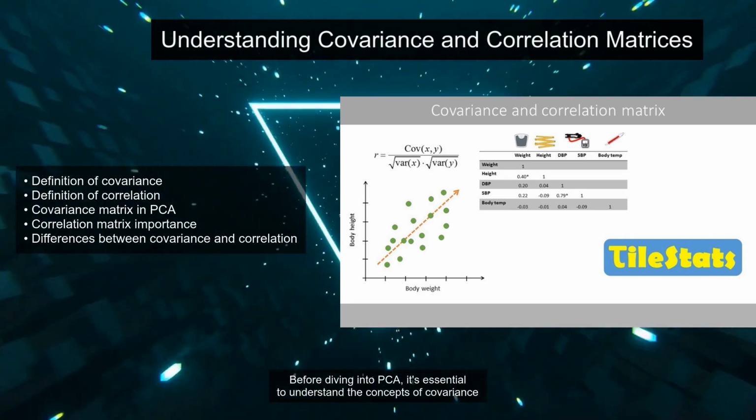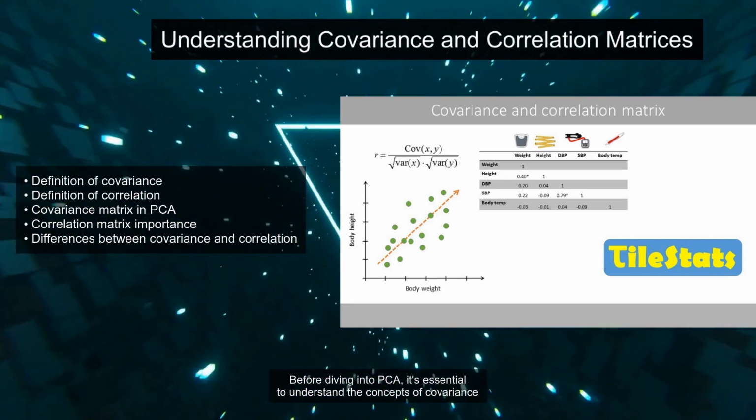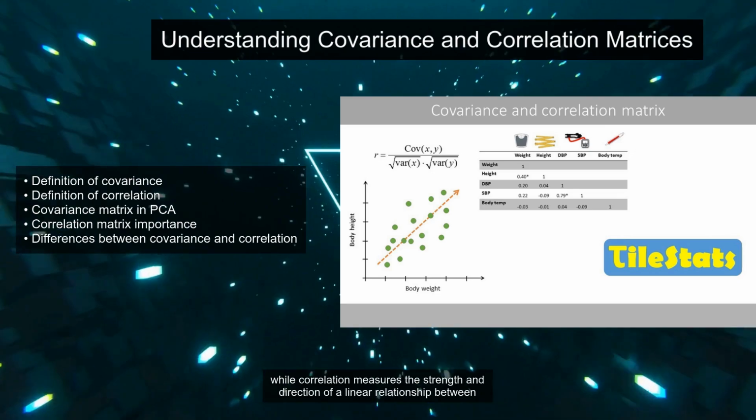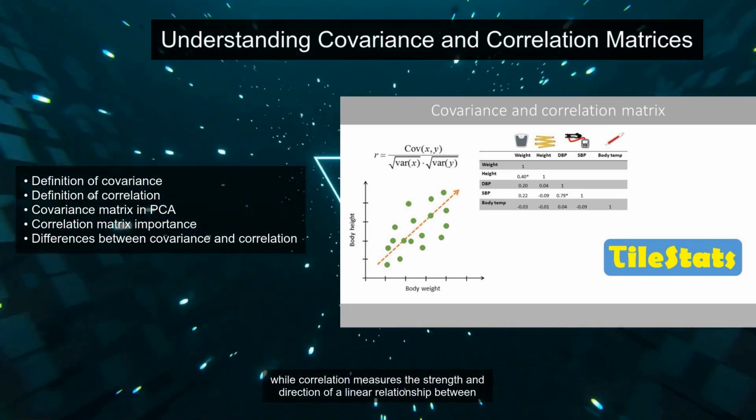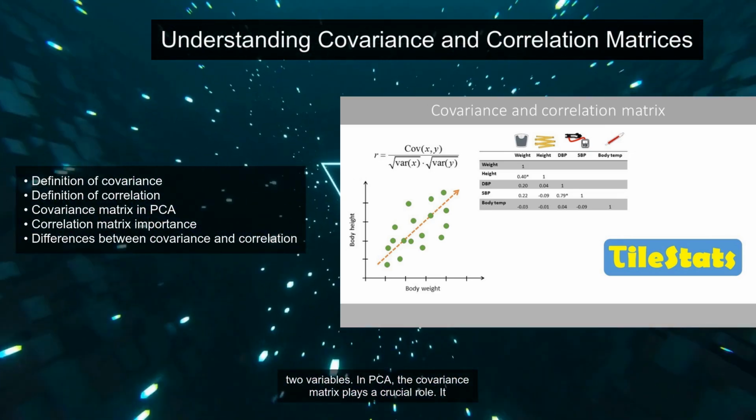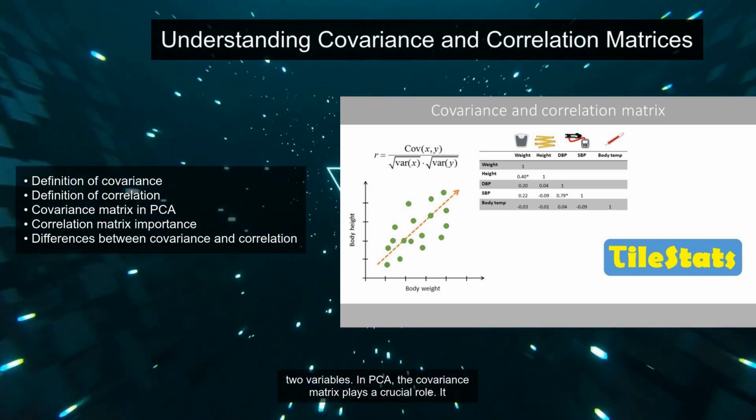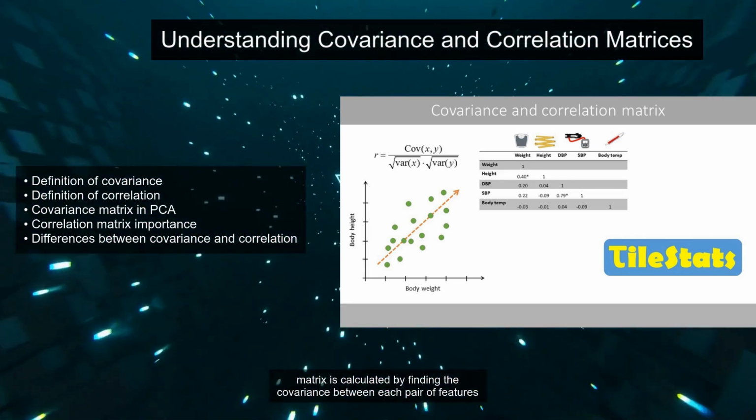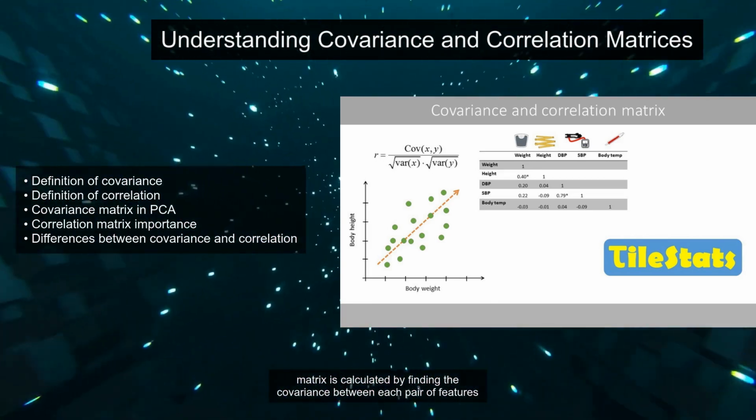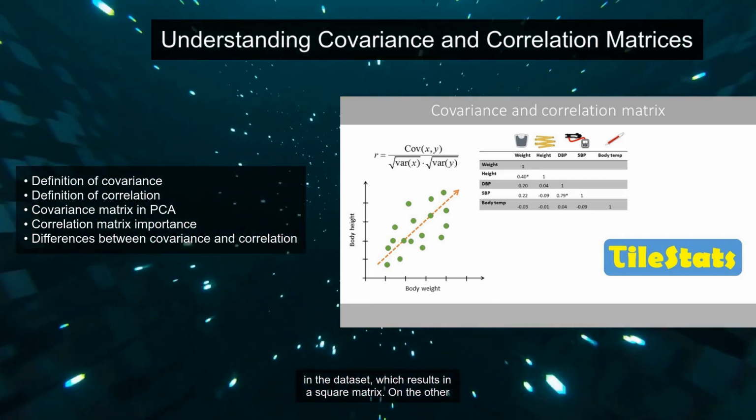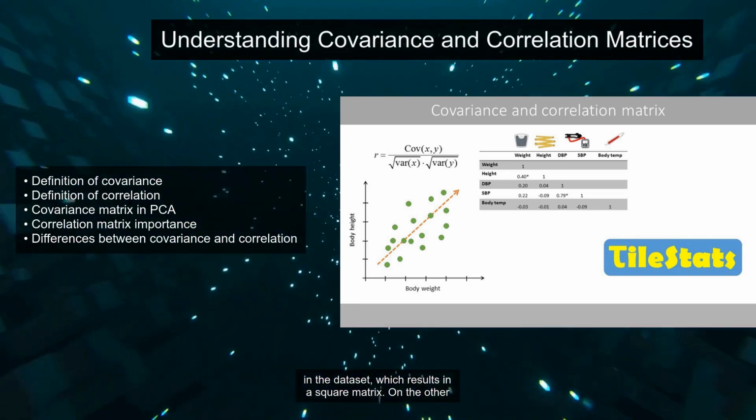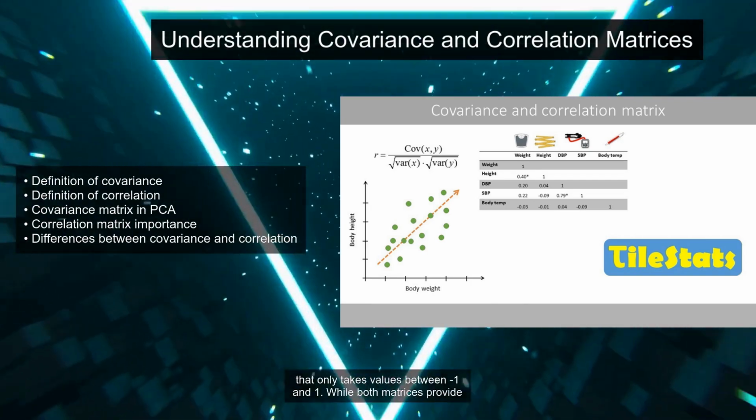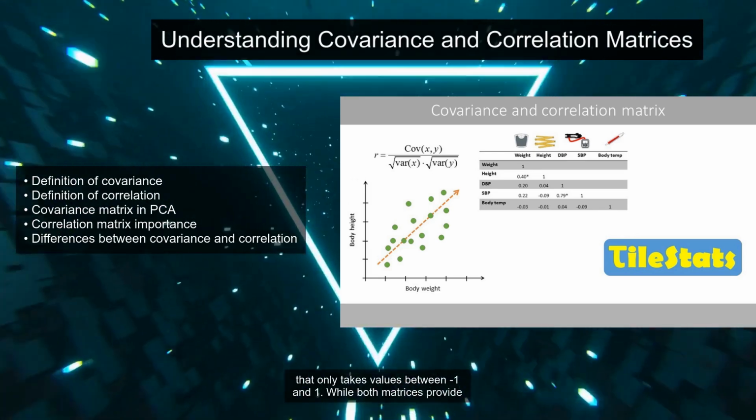Before diving into PCA, it's essential to understand the concepts of covariance and correlation matrices. Covariance measures how much two random variables vary together, while correlation measures the strength and direction of a linear relationship between two variables. In PCA, the covariance matrix plays a crucial role. It helps us understand the spread and direction of the data. The covariance matrix is calculated by finding the covariance between each pair of features in the dataset, which results in a square matrix. On the other hand, the correlation matrix is a normalized version of the covariance matrix that only takes values between -1 and 1.